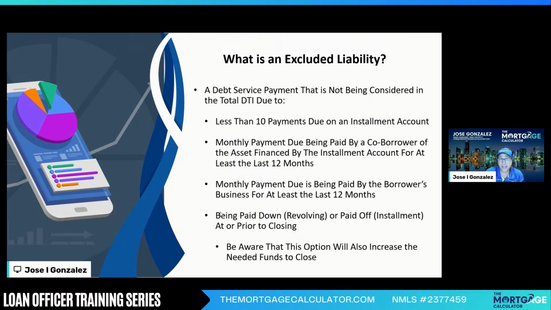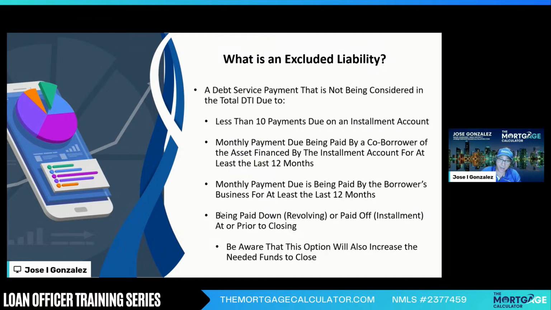Definitely that's not going to be applicable to a revolving account, which doesn't have an end date. It could be a liability monthly payment due that is being paid by a co-borrower of the asset financed by the installment account for at least the last 12 months. So if you're able to document the payment by a co-signer on that asset. If it's a car, it can't just be my car being paid by my brother, and my brother is not a co-borrower on that loan. It would have to be mine and my brother's car, or whoever it may be.